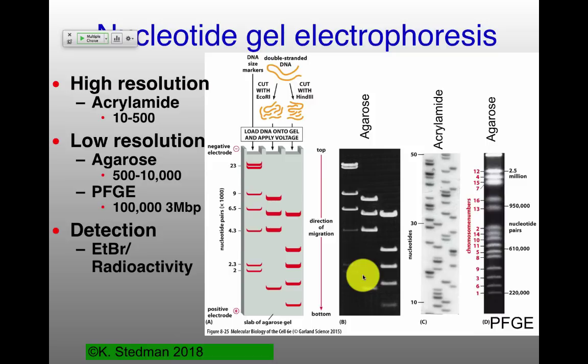Now, this being said, we can just identify these based on our relative size here. Intercalation and radioactivity is not specific. So if we wanted to identify one of these particular nucleic acids, that's the one that we're interested in, then we need to do blots.